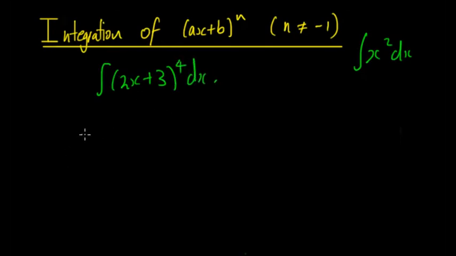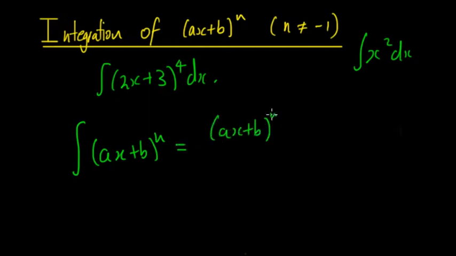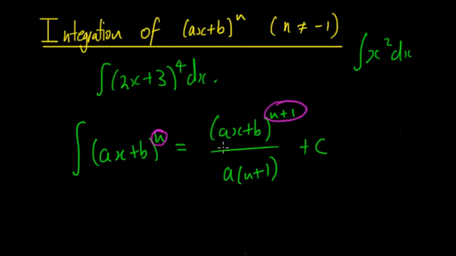The first thing is to write down the formula. We have the integral of (ax plus b) to the power of n, and this is equal to (ax plus b) to the n plus 1, over a times (n plus 1), plus c. If you look at the features of it, firstly the power goes from n to n plus 1, but the middle bit remains constant. Then it's divided by a, and also divided by n plus 1.